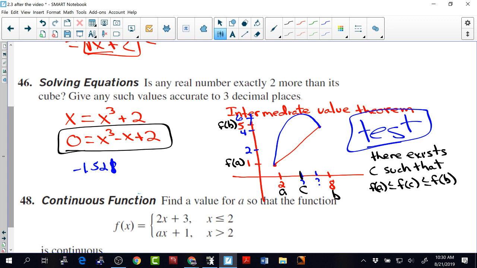Know that for the test. If you got any problems with it, let me know. If you don't understand it, let me know. But you got to know that for the test. There's one question on the test about the intermediate value theorem.